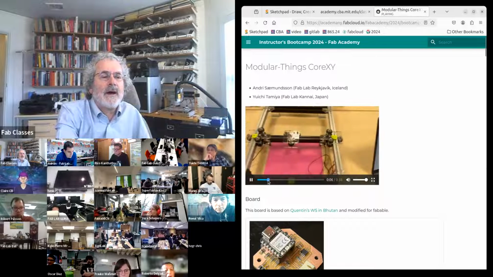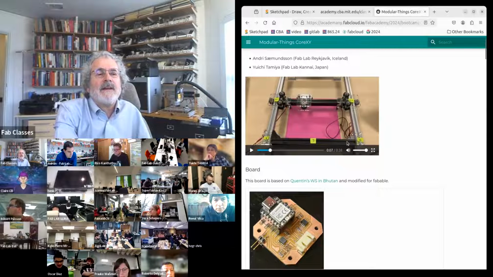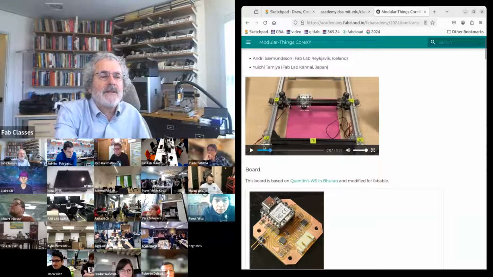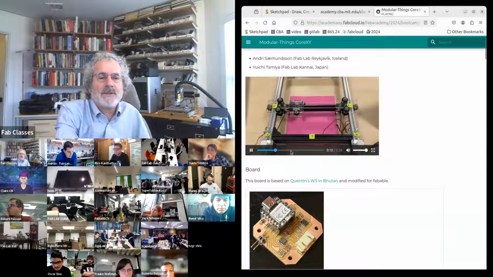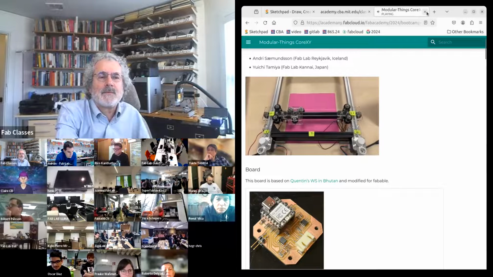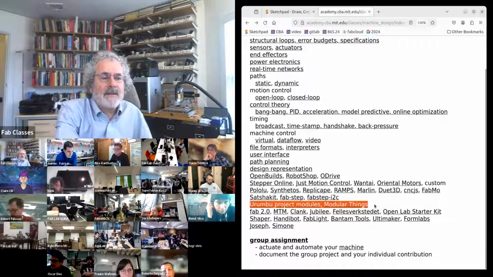This is a CoreXY. So yeah, this is showing many of the things. This is showing the high strength thread routing in the CoreXY geometry using Modular Things to make a CoreXY motion system. So all of these are recommended ingredients.